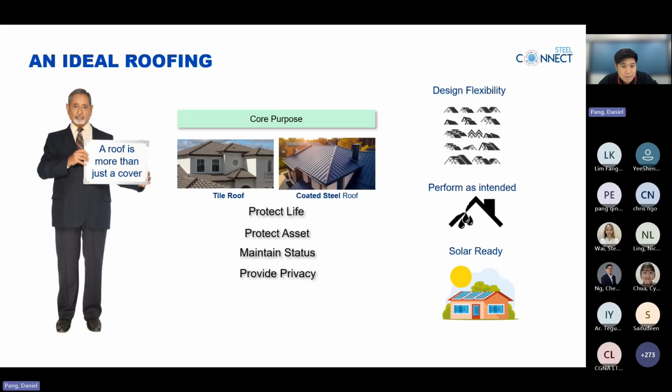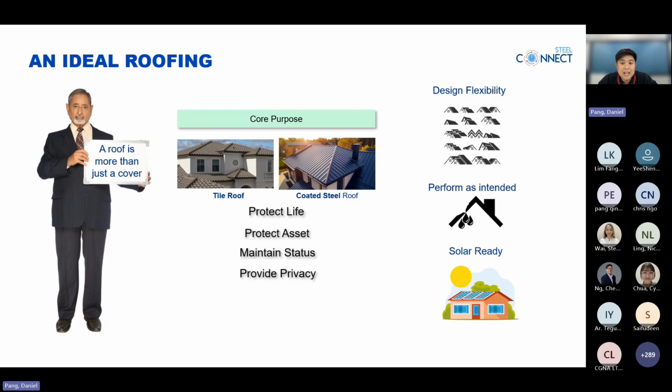So firstly, design flexibility is very critical. If the design is too rigid, it limits how architects and homeowners express their ideas. Secondly, the roof must perform as intended. Performance failures usually don't happen immediately. They show up years later. That is why this aspect is so important.